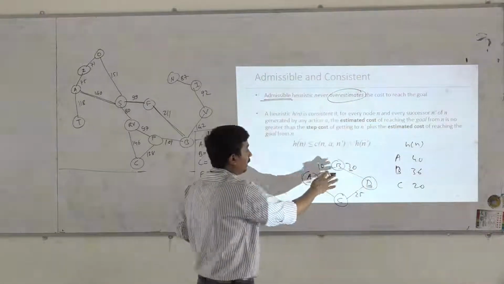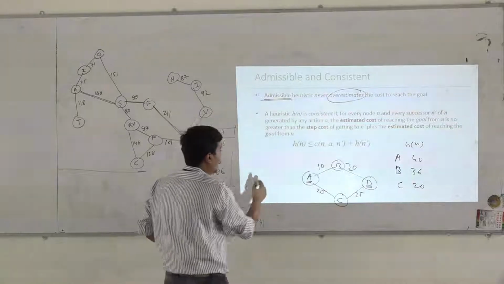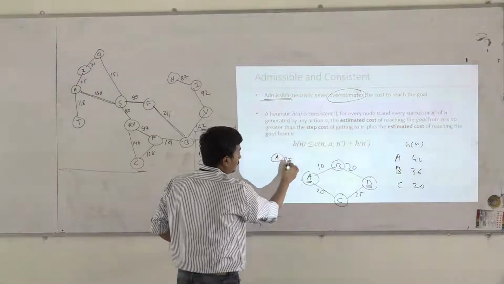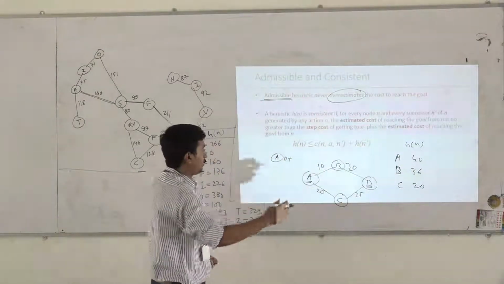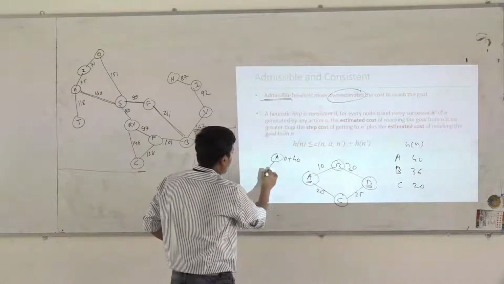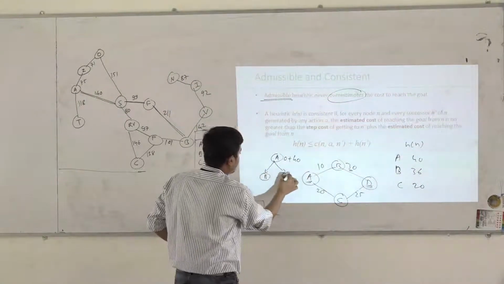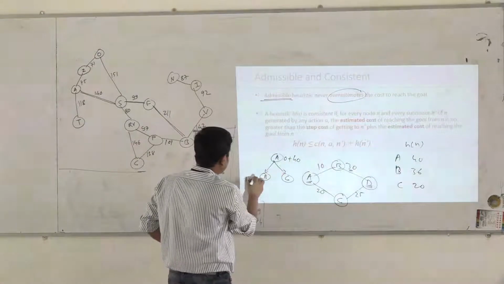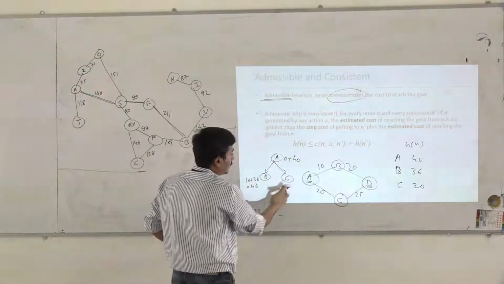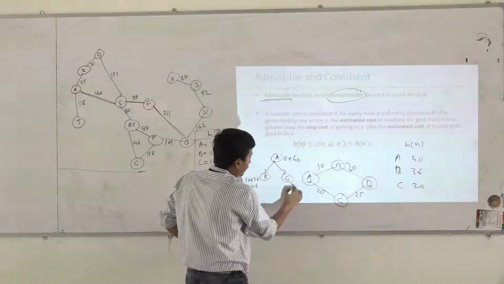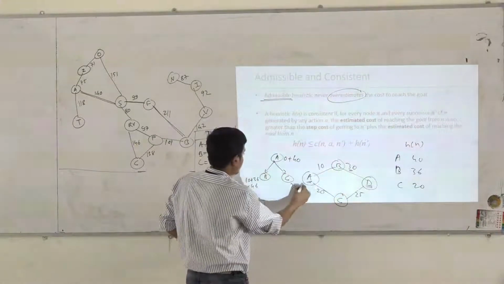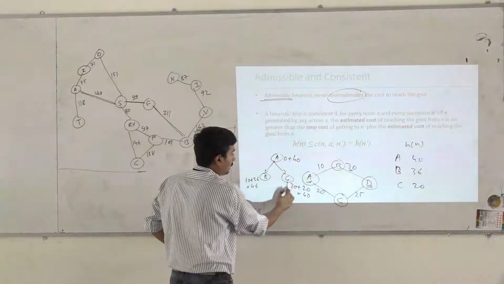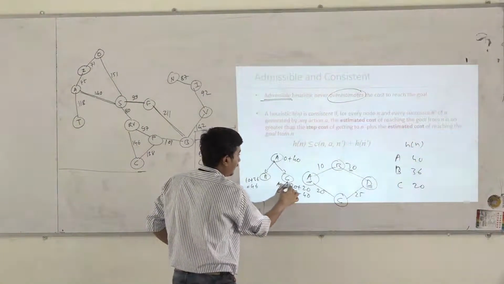So now we will apply the A-star algorithm. For A, path cost is 0. Path cost plus heuristic value is 40. Now B and C. For B, path cost is 10 plus heuristic value 36, that is 46. For C, it is 20 plus 20, that is 40. Now we have to expand C. Two children are possible, A and D.